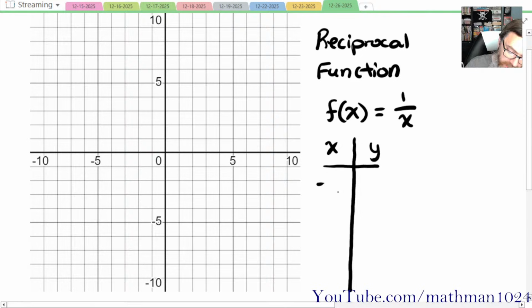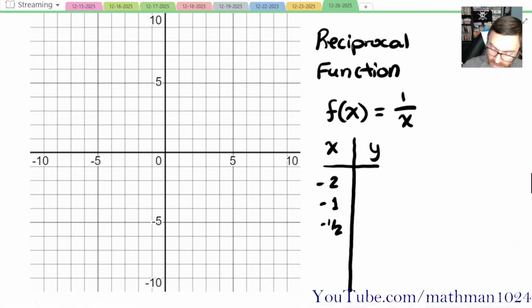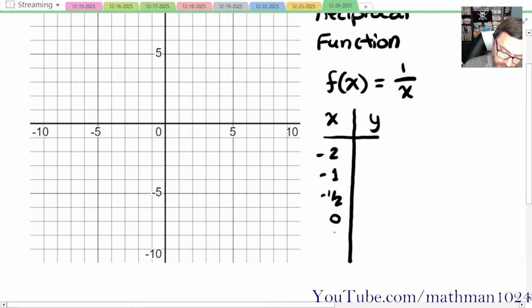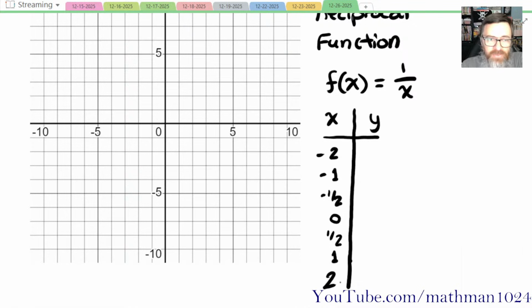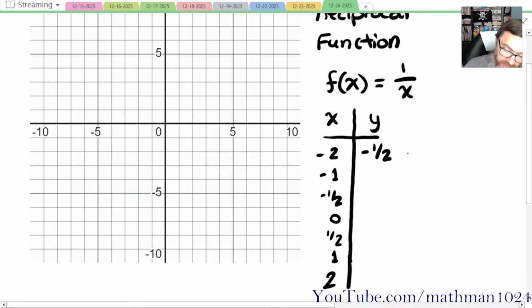So let's plug in -2, -1. I'm even going to plug in a fraction, -1/2, and you're going to see why here in just a moment. And then 0, 1/2, 1, and 2. All right. So the reciprocal function does exactly what the name suggests. It takes any input value and it spits out the reciprocal. In other words, it takes the fraction and turns it over. So if I plug in -2, flipping that over, I get -1/2. Plug in -1, and the reciprocal of that is -1. If I plug in -1/2, and I flip that over, that gives me -2.